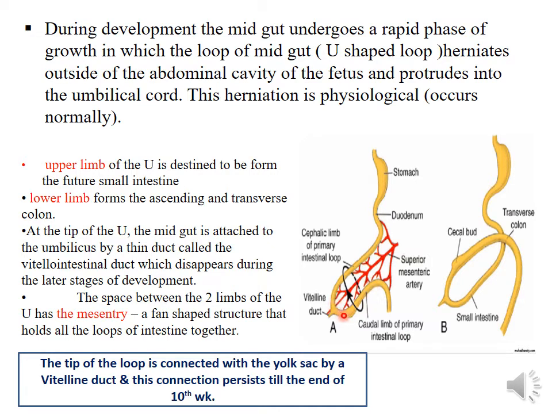At the tip of this loop, the midgut is attached to the umbilicus by a thin duct, which is the vitelline intestinal duct. This appears later with further development. The mesentery appears as a fan shape. It joins the structures of the loop of the intestine together.